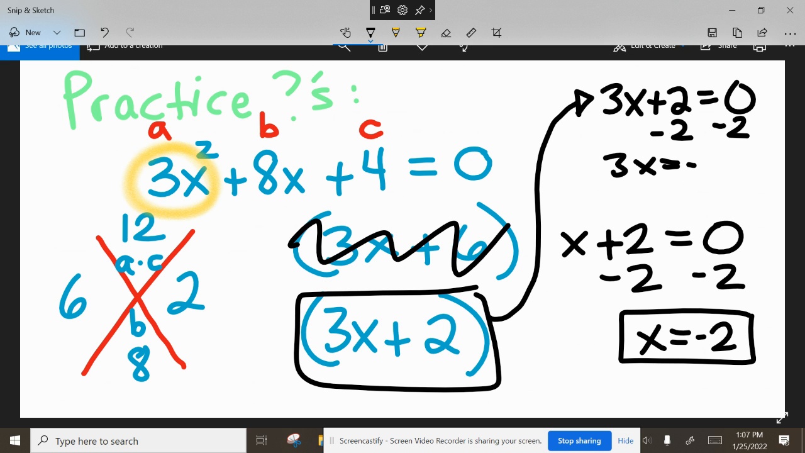3x equals -2. Divide by 3. So what is it? -2/3? So those are my two answers.